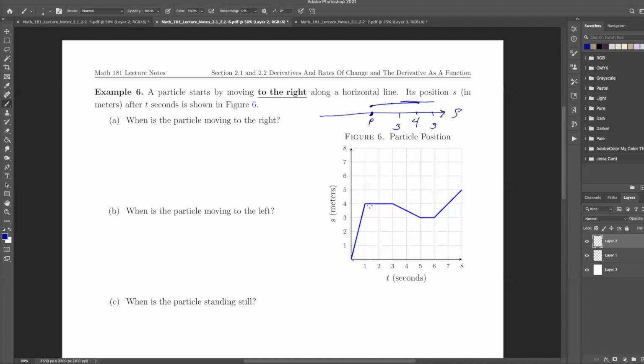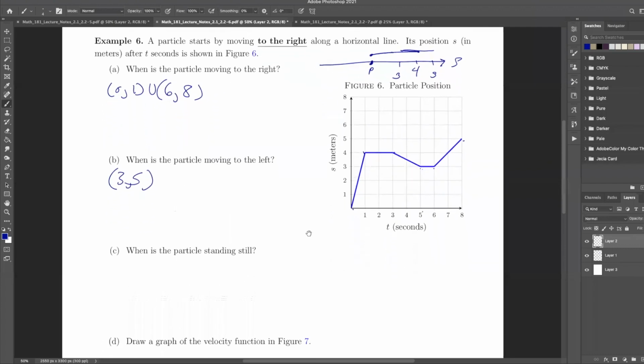So when's this particle moving to the right? Well, it's when it has a positive slope, right? So when the slope here is positive, and this slope is positive, it's moving toward the right. So this position is going to the right. So we're going to write from 0 to 1 seconds, union from 6 to 8 seconds. Okay, so this is the interval for time in which this is moving to the right. When's the particle moving to the left? Well, it's only moving to the left, or going in the backwards direction, while we have a negative slope. Well, that's right here between 3 and 5 seconds.